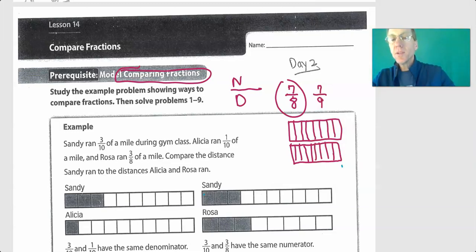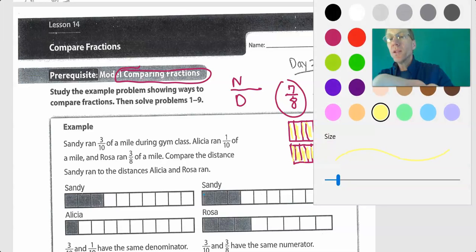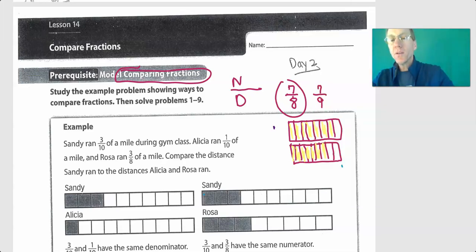So this would be 7 slices. 1, 2, 3, 4, 5, 6, 7. And here would be 7. 1, 2, 3, 4, 5, 6, 7. And it really should be even a little closer, but there's some proof, at least, not drawn really well, that 7/8 is greater than 7/9. So really think about that.